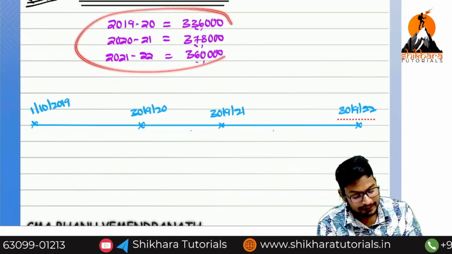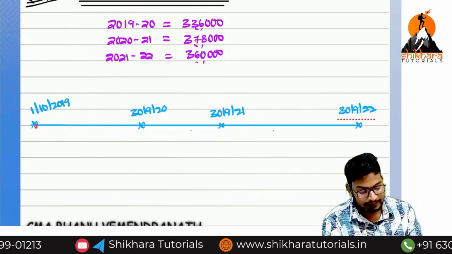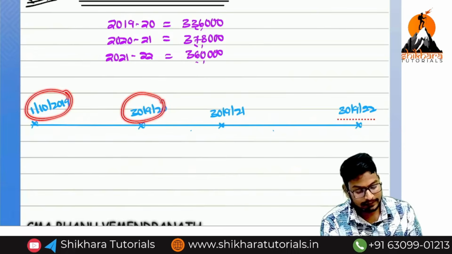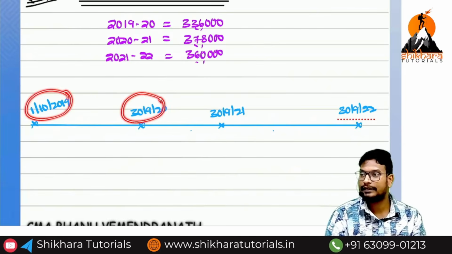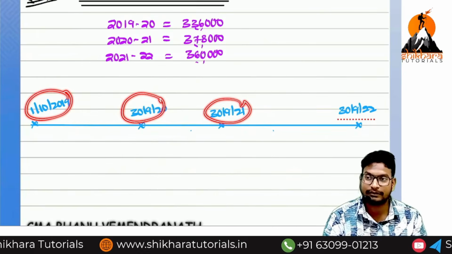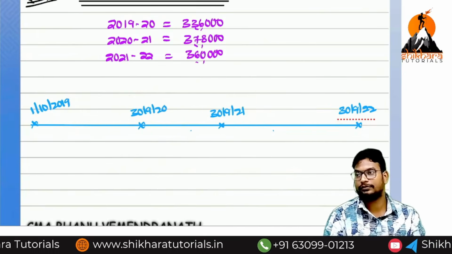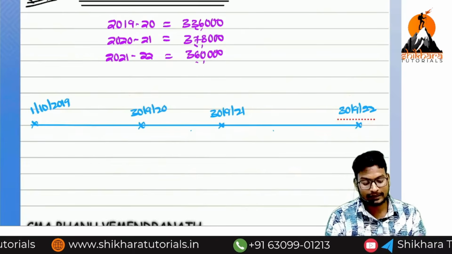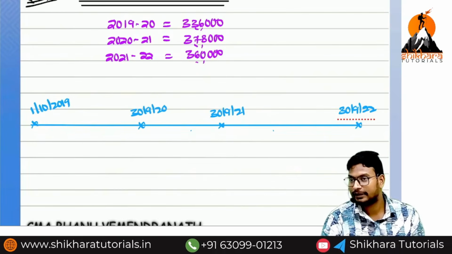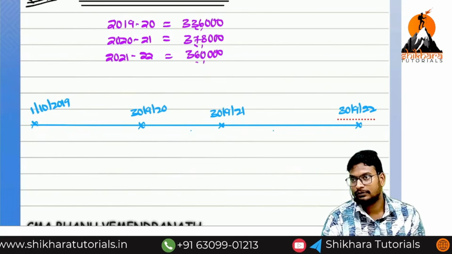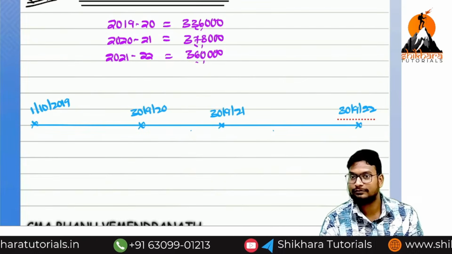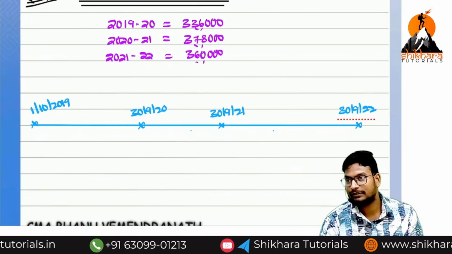Here the profit is given on a financial year basis, but we require the years 1/10/2019 to 30/9/2020, 1/10/2020 to 30/9/2021, and 1/10/2021 to 30/9/2022. We need to convert these profits into these forms. Before that, we can easily solve it directly by adding the three and dividing by 3.